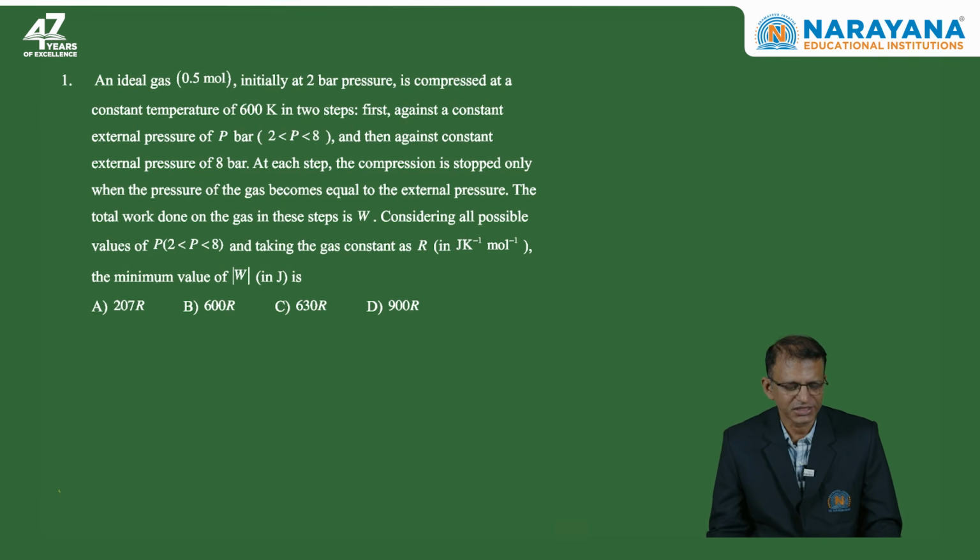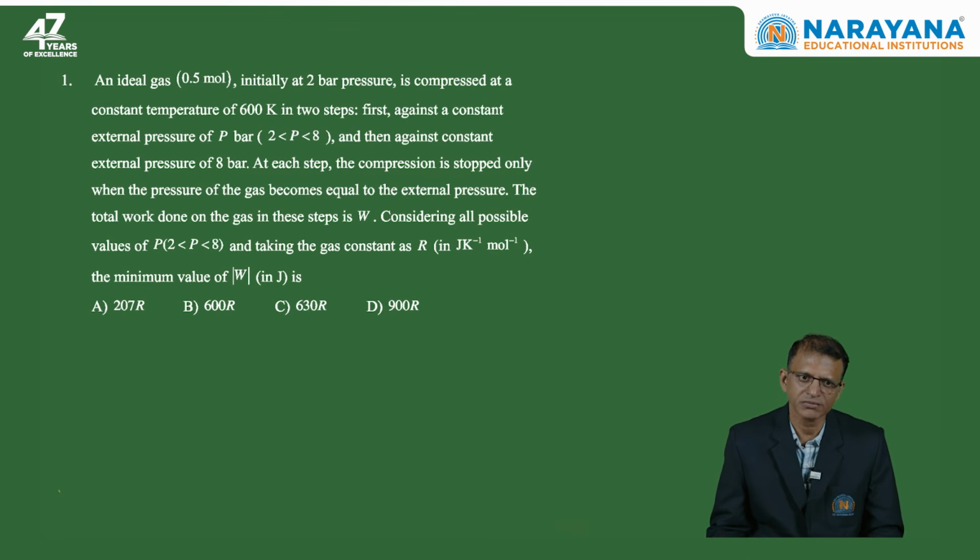The first question is, an ideal gas initially at 2 bar pressure is compressed at a constant temperature of 600 Kelvin in 2 steps. First, against a constant external pressure of P bar, where the P value can lie between 2 to 8 bar, and then against a constant external pressure of 8 bar. At each step, the compression is stopped only when the pressure of the gas becomes equal to external pressure. The total work done on the gas in these steps is W.